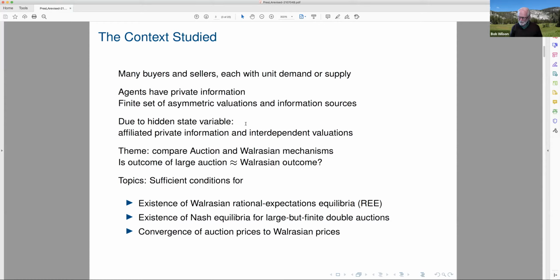Remember, the thing that perplexed me 60 years ago was this idea that somehow down from the heavens, God provides the market operator with this price that will clear the market, and then people react to those prices.